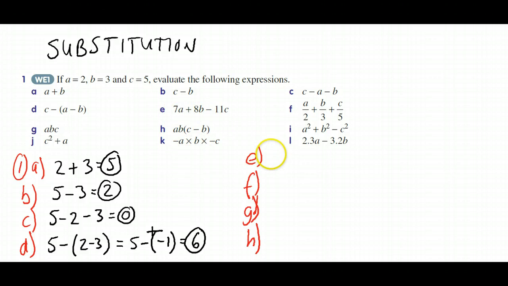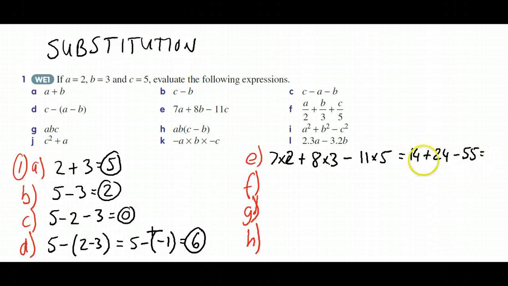In e, we've got 7 times a, being 2, and then plus 8 times b, where b is 3, and then we've got minus 11c, where c is 5, so 11 times 5. BODMAS says work out each of these multiplications first. So 7 times 2 is 14, 8 times 3 is 24, and 11 times 5 is 55. So 14 plus 24 is 38, and minus 55 is going to be negative 17.